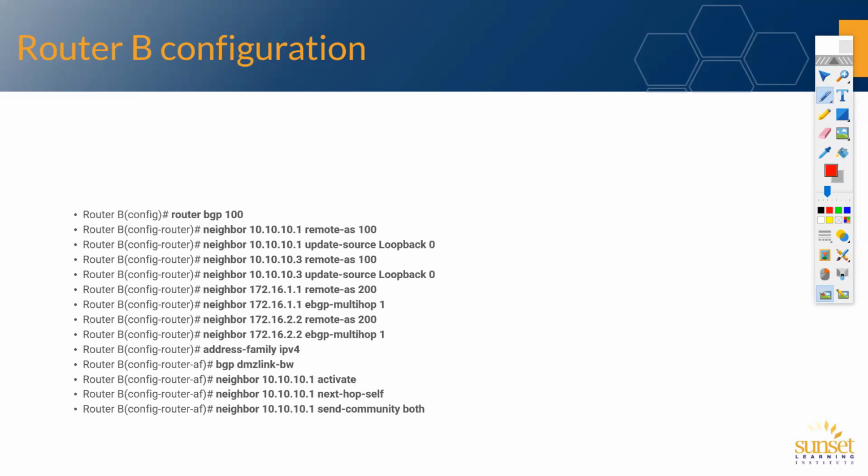Here is router B's configuration. Now, couldn't fit it all on one slide, so I've got it at 2 slides. Again, we become neighbors with router A and with router C. They're doing eBGP multi-hop for it. Underneath the address family, they've added in the DMZ link bandwidth command. Okay. And then again, they're activating my neighbor, I'm doing a next hop self, and I'm also sending community strings so I can advertise that bandwidth of the external link up onto router A.